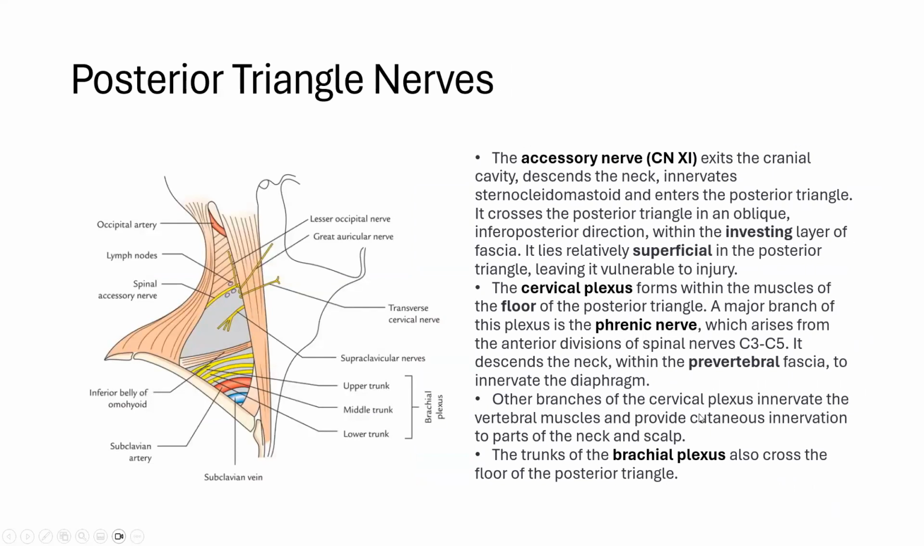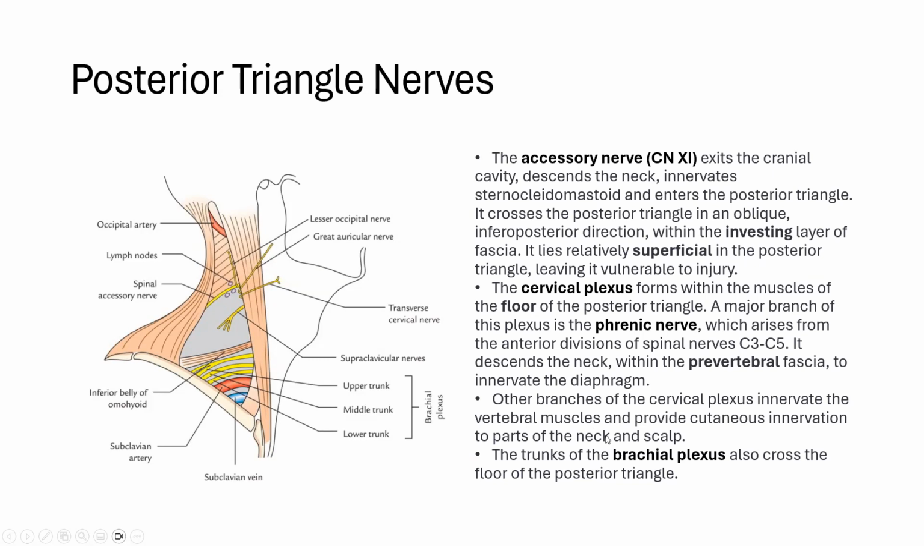Posterior triangle nerves. The accessory nerve exits the cranial cavity, descends the neck, innervates sternocleidomastoid and enters the posterior triangle. It crosses the posterior triangle in an oblique inferoposterior direction within the investing layer of fascia. It lies relatively superficial in the posterior triangle, leaving it vulnerable to injury.